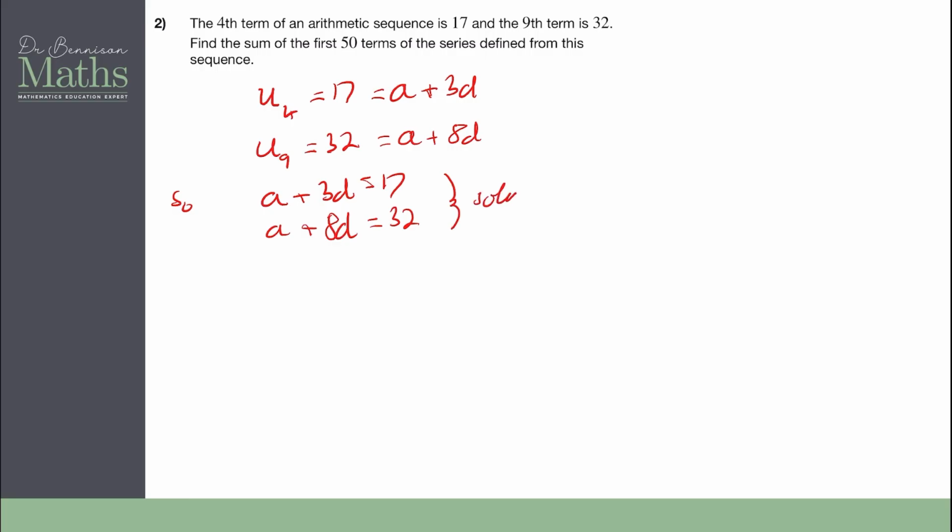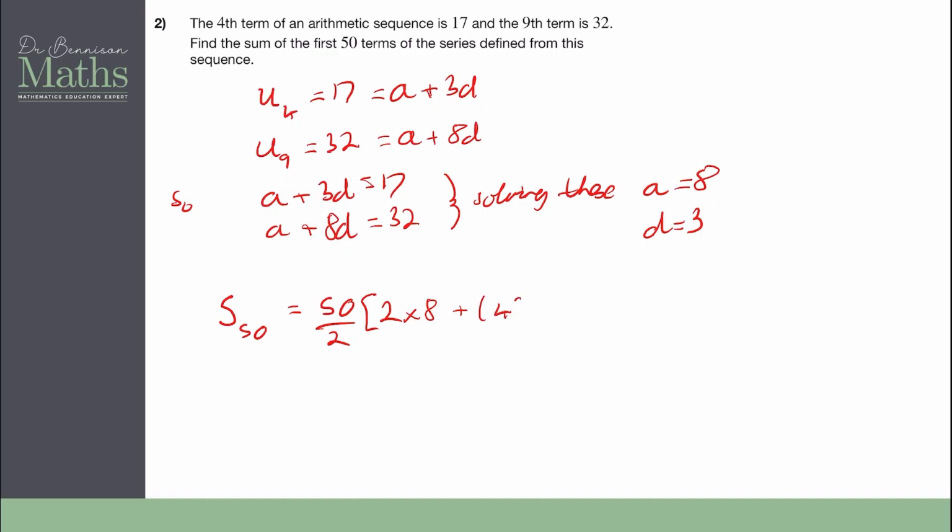Now, solving these, we obtain a equals 8 and d equals 3. So the first term of our sequence is 8 and d equals 3. We're asked to find the first 50 terms. So using the formula in the formula book, S50 is 50 over 2 times 2 times 8 plus 49 times 3, which is 4,075.